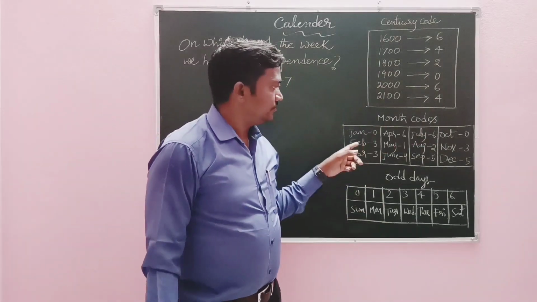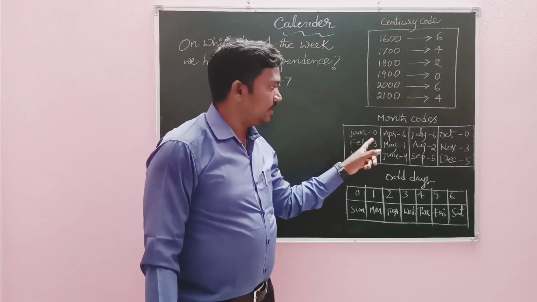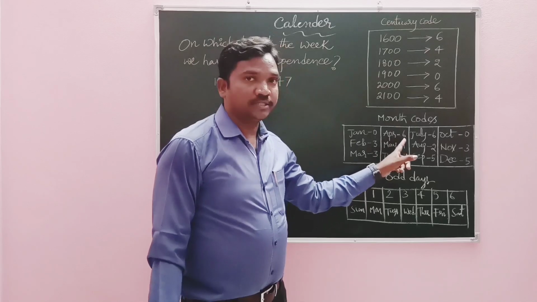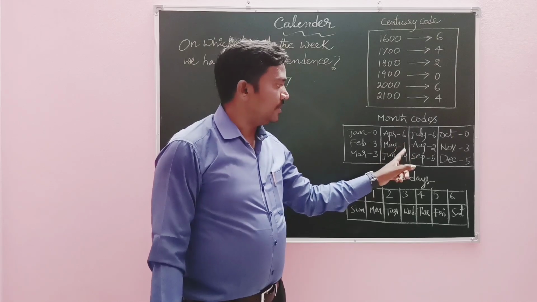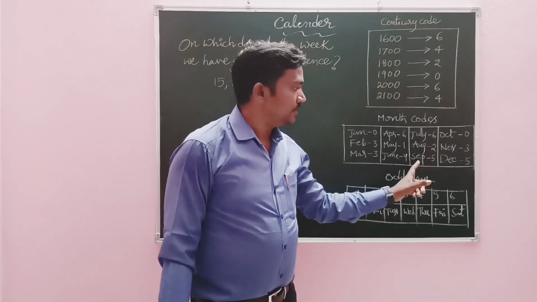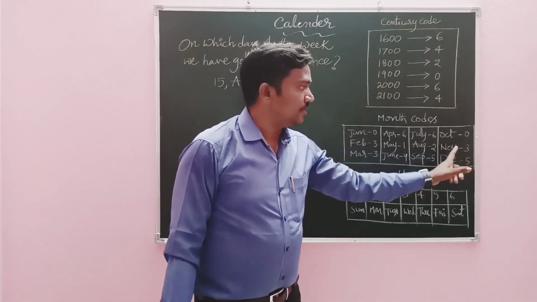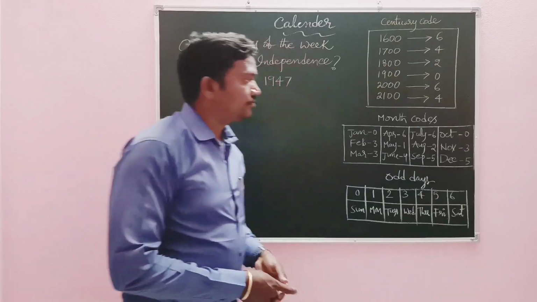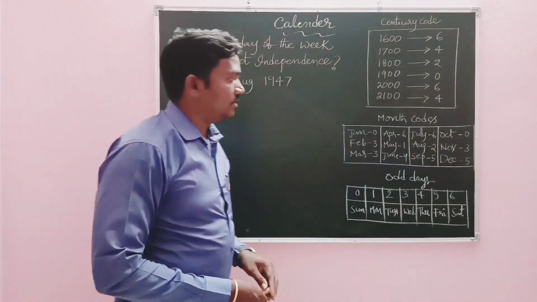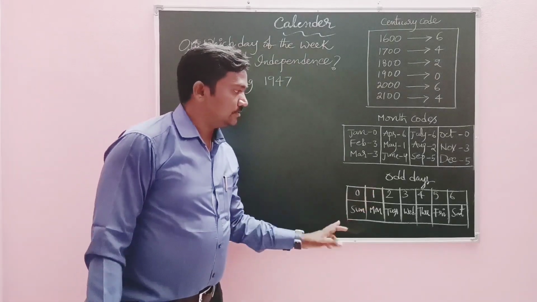Month codes. These are the month codes: January 0, February 3, March 3, April 6, May 1, June 4, July 6, August 2, September 5, October 0, November 3, December 5. These are the odd days.